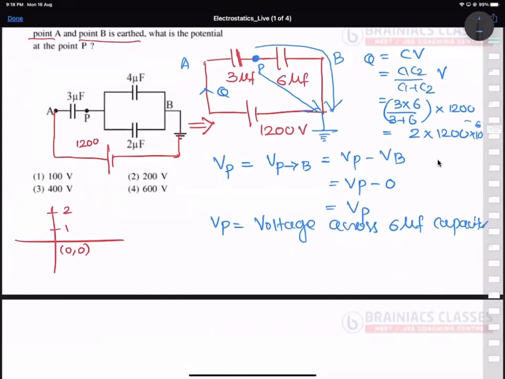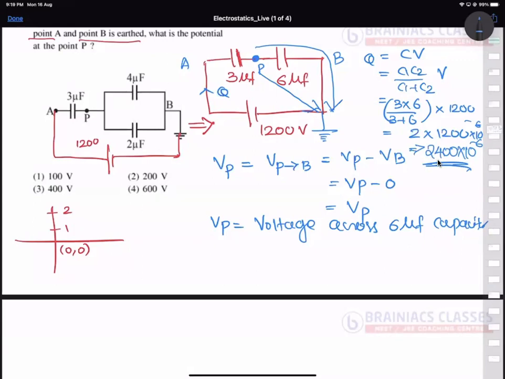In the numerator there are two 10 power minus 6 factors, which is multiplication. In the denominator, one 10 power minus 6. So when the two cancel, the balance is one 10 power minus 6. So this is equal to 2400 into 10 power minus 6. This is the charge. This is the total charge which is flowing through the complete circuit.